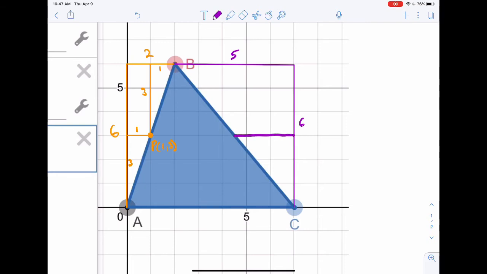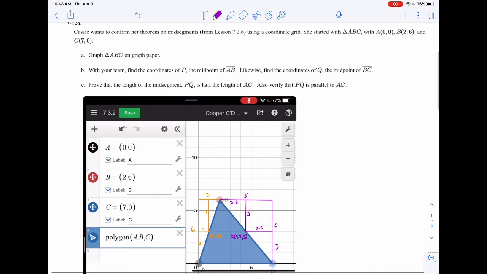Halfway up 6 would be 3. And there's the midpoint right there. Okay, so this slope triangle has a rise of 3 and a run of 2.5. And so the coordinates of point Q are 4.5, 3.